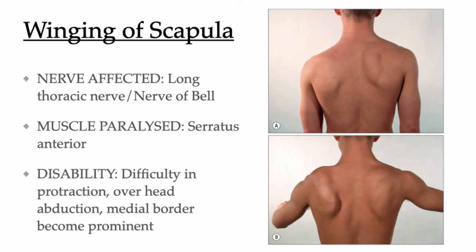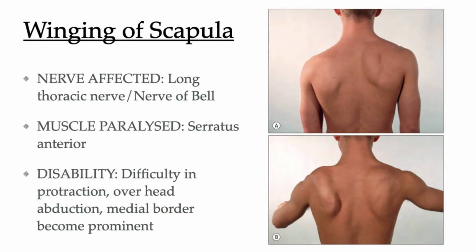As we have already talked about winging of scapula in the previous 2 sessions, we will quickly see the condition. Winging of scapula occurs because of injury to the long thoracic nerve, which has the root value C5, C6 and C7. This nerve is also called the nerve of Bell. The long thoracic nerve provides motor nerve supply to the serratus anterior muscle, so this muscle will get paralyzed.